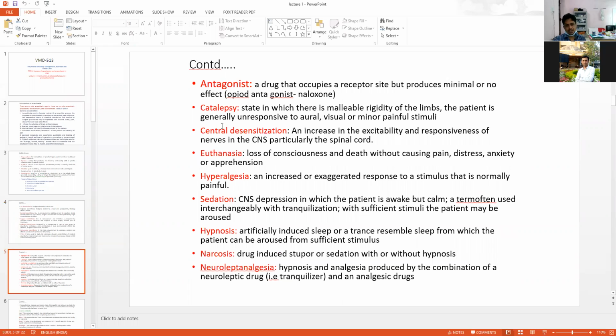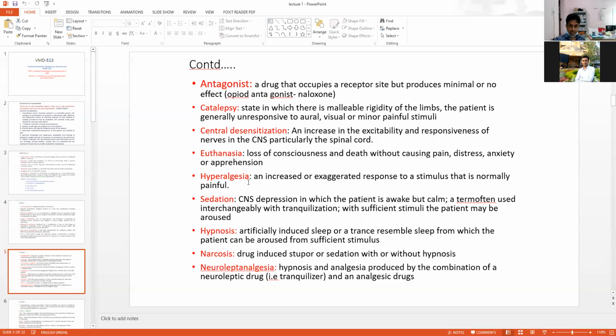Now antagonist and catalepsy, I have already discussed. An antagonist is a drug that occupies a receptor site but produces minimum or no effect. And catalepsy is most commonly noticed during dissociative anesthetics, at the time of injection. It is a state in which malleable rigidity, stiffness of the limb, is there, and the patient is generally unresponsive to oral, visual, and minor painful stimuli. So malleable rigidity is very important for this catalepsy condition. So you remember these things.